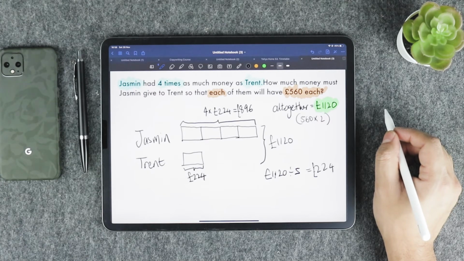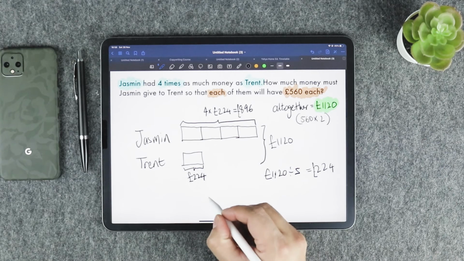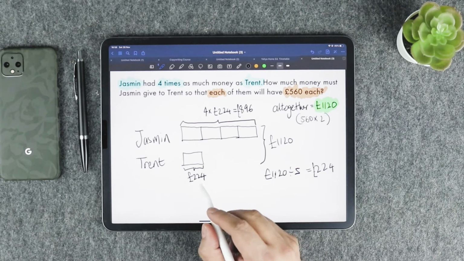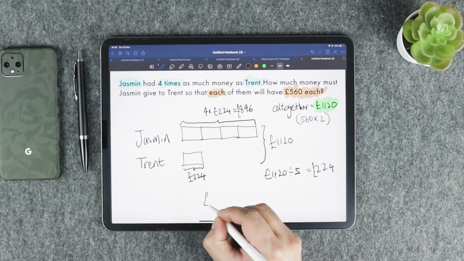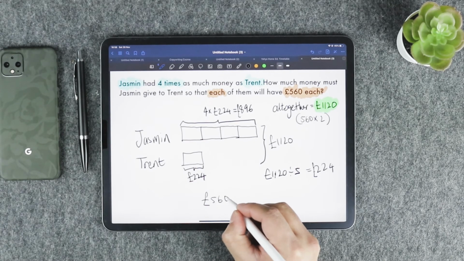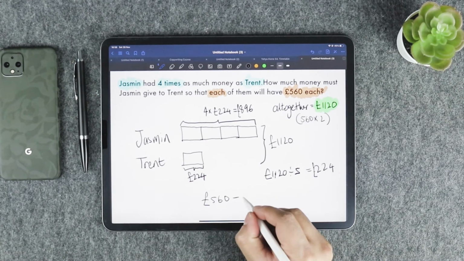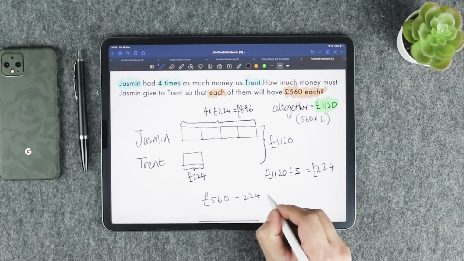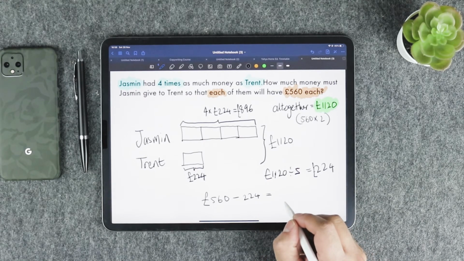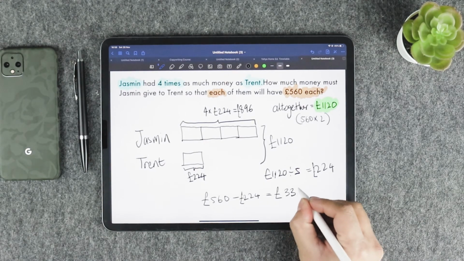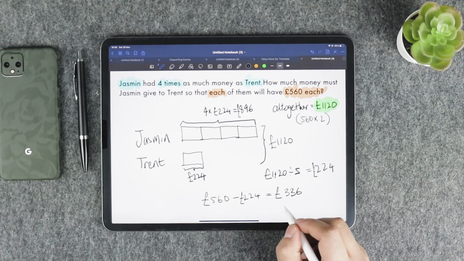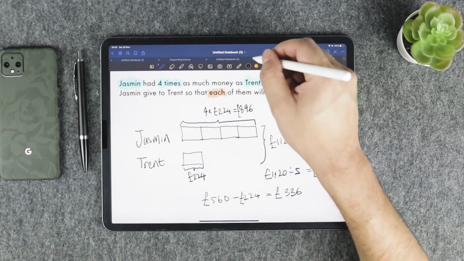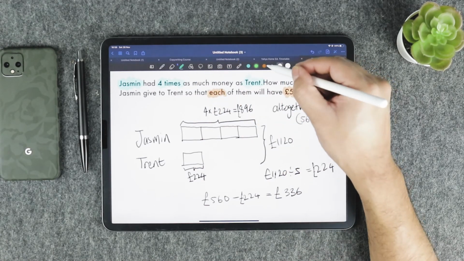Now, if we want Jasmin to give a certain amount of money so that they have £560 each, she must give Trent £560, take away £224, which is equal to £336. So she has to give Trent £336. And that's the answer that we're looking for.